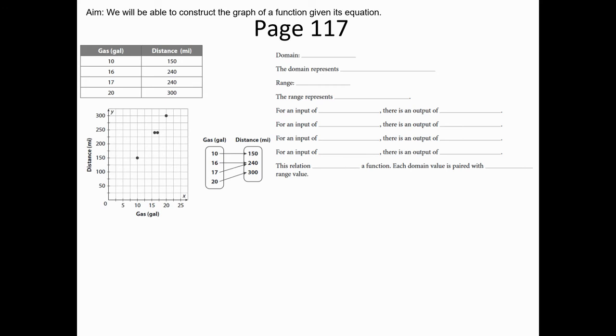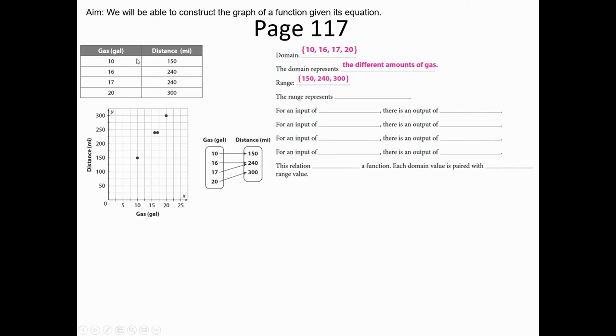Honestly, I like mapping diagrams the most because it doesn't count any repeats. So I have 10, 16, 17, and 20. This domain clearly represents the different amounts of gas, right? Well, look at the range: 150, 240, and 300. And this is why, guys, it's very important for us to never, ever have these repeats.